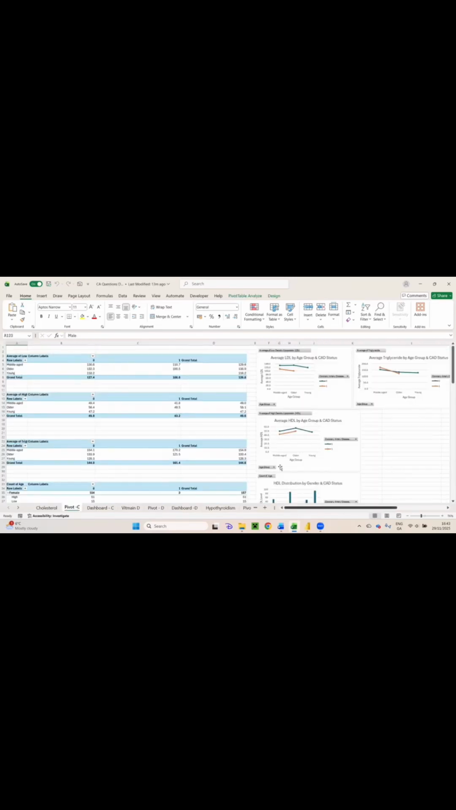I also made some pivot tables to explore cholesterol patterns. I made a couple, showing average cholesterol levels, levels in people with and without CAD, and a breakdown of LDL by age group. These pivot tables helped me understand where the biggest trends were for building my dashboard, and I also had the corresponding charts.